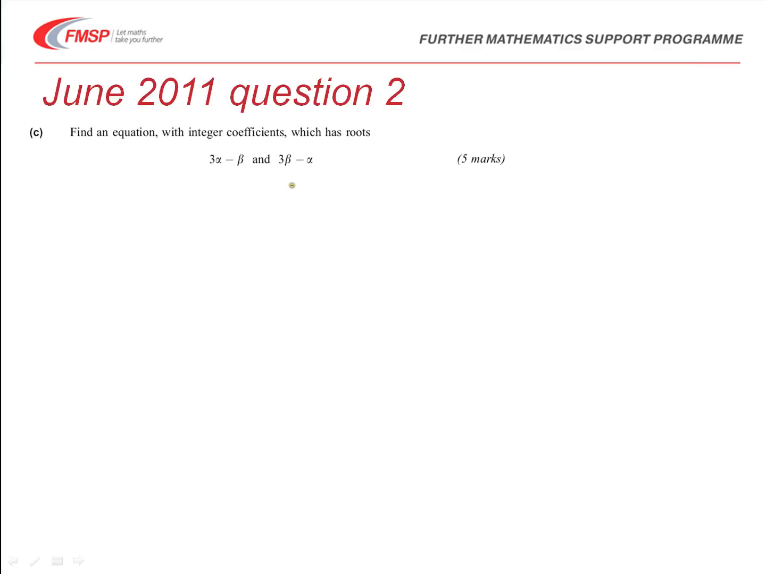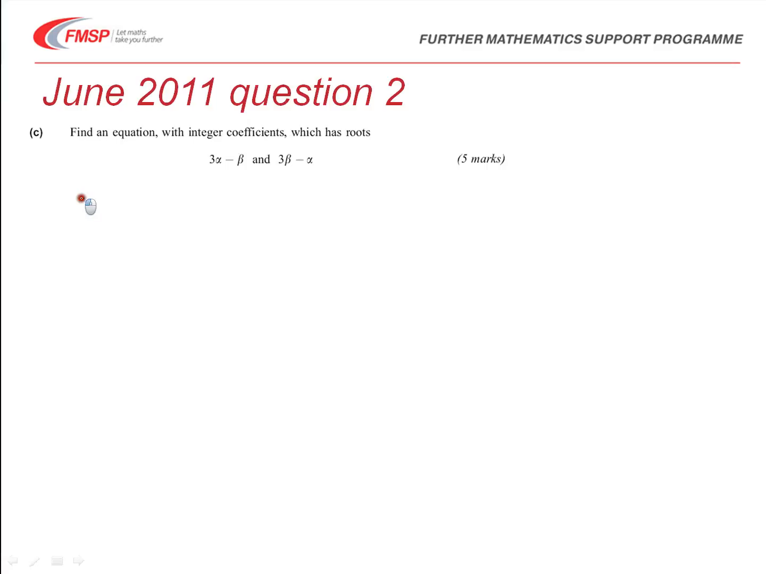And then finally in part C, we're going to find a new quadratic equation with integer coefficients, notice, which has roots 3 alpha minus beta and 3 beta minus alpha. So once again we're going to calculate the sum of the roots and the product of the roots, because we know those are related to the coefficients of the equation.